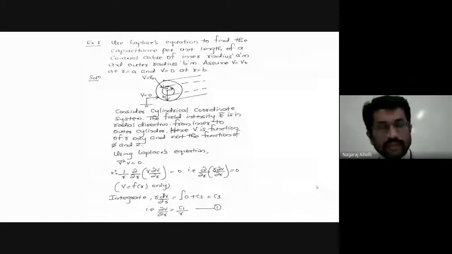We are solving the numericals in the previous class. We have solved 2 to 3 numericals in the previous class. In continuation with that, are you able to listen to me, students? Is my voice audible?